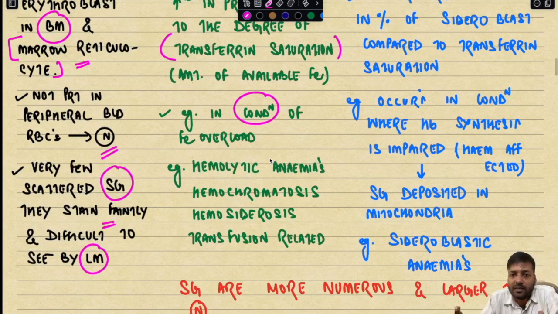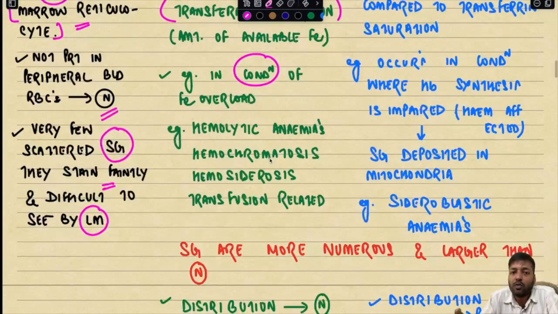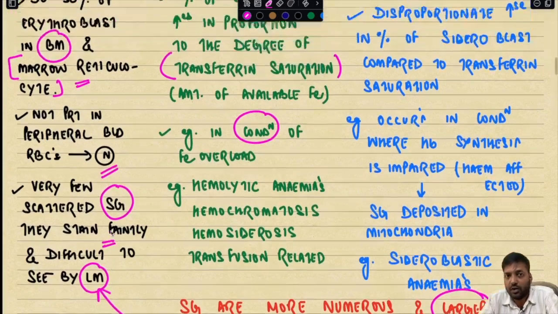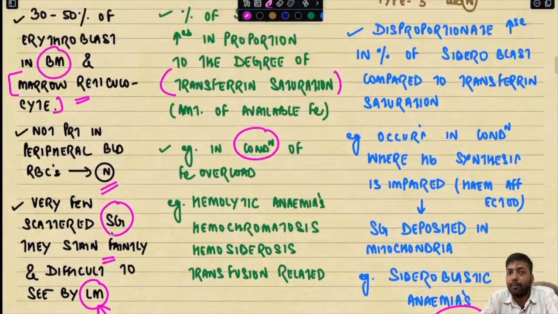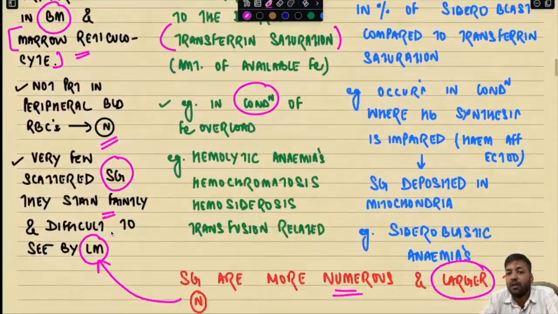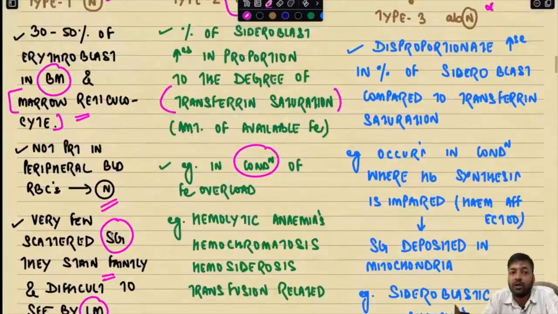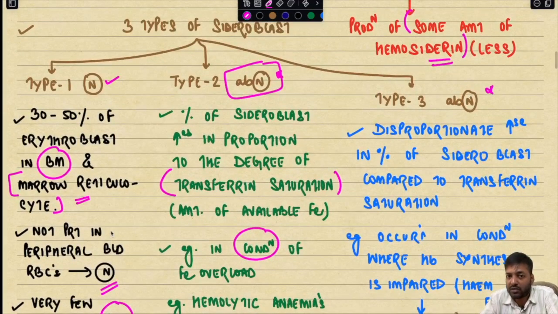So how are the siderotic granules different from those of type 1 sideroblast? Why? Because over here the siderotic granules, unlike the type 1 sideroblast, are more numerous and they are larger as compared to the normal type 1 sideroblast. Remember, this is the important point: both in type 2 and type 3, the siderotic granules are numerous and much larger as compared to the ones present in type 1 sideroblast. So I hope this concept is crystal clear.